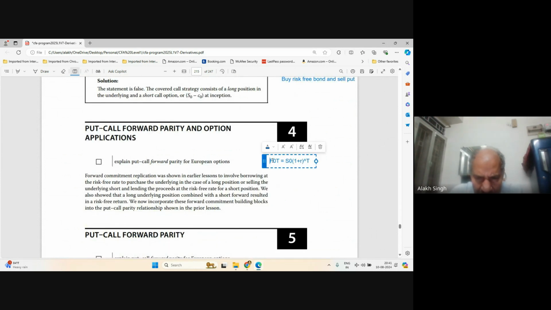So we know that F0T, if we just convert it, is F0T times (1 plus R) to the power minus T. This one is equal to S0. Yeah, we got this. So in put call parity, we have this S0.